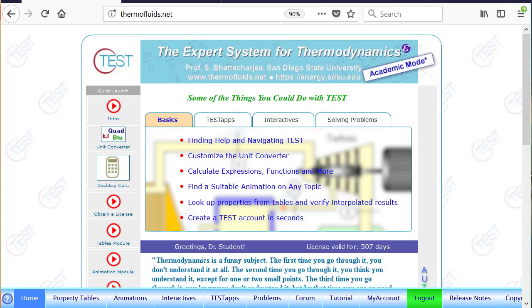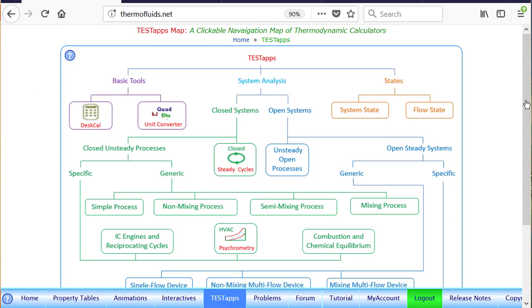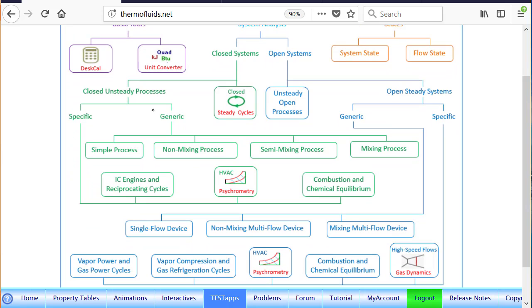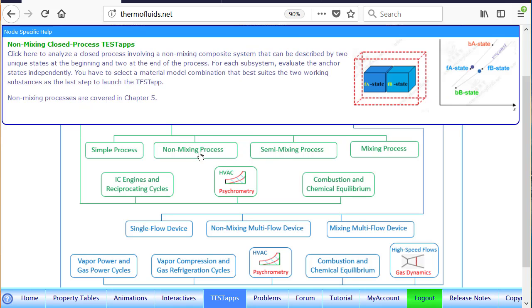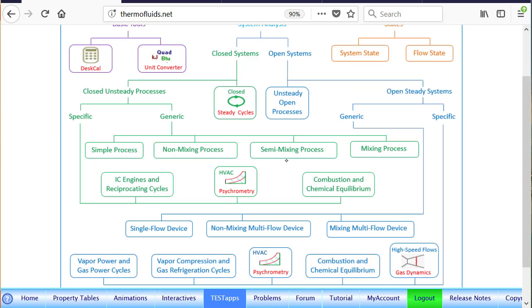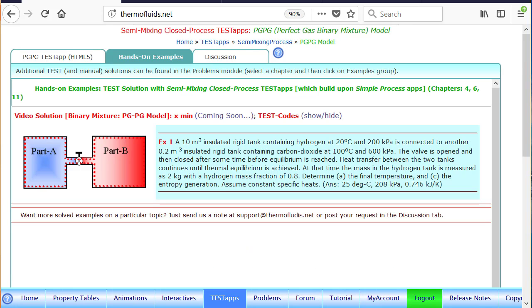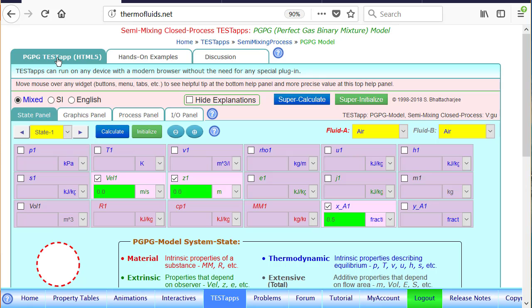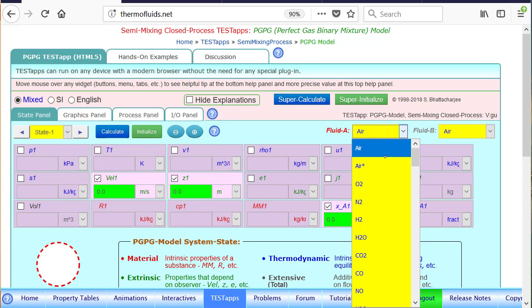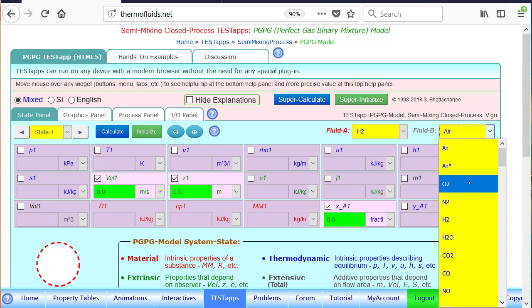Okay, so let's launch the TESTapp. We go to the TESTapp page, and obviously it's a closed system, so you follow the generic route and simple process. There is a non-mixing process, in which there is no exchange of mass, but we have a semi-mixing process. A mixing process, on the other hand, is completely mixed. In other words, at the end of the mixing process, we'll have exactly the same mass fraction of hydrogen in both tanks. So we choose the semi-mixing process, PG plus PG model, and that brings up the app. Fluid A is, of course, hydrogen, as we already said, and fluid B is CO2.